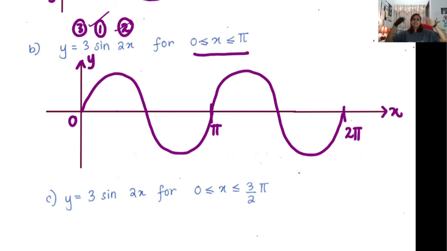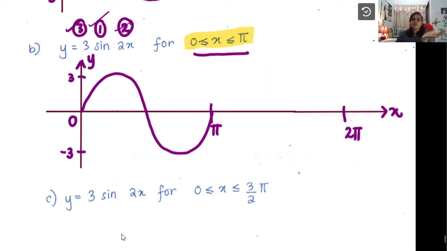Okay, what is the height? The height is the third step, 3 and negative 3. So up here 3, down here negative 3. Okay, now you look at this domain. They only ask to draw until pi. You don't need 2 pi, right? So what do you do? You only need until here. So the back part we don't need, so we just erase the back one.